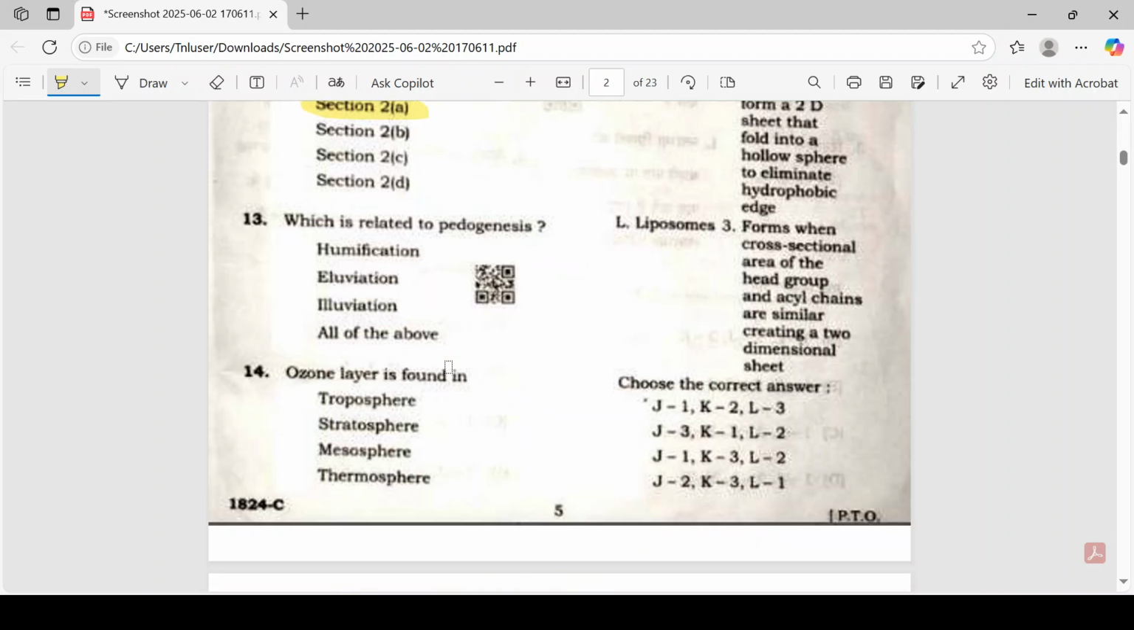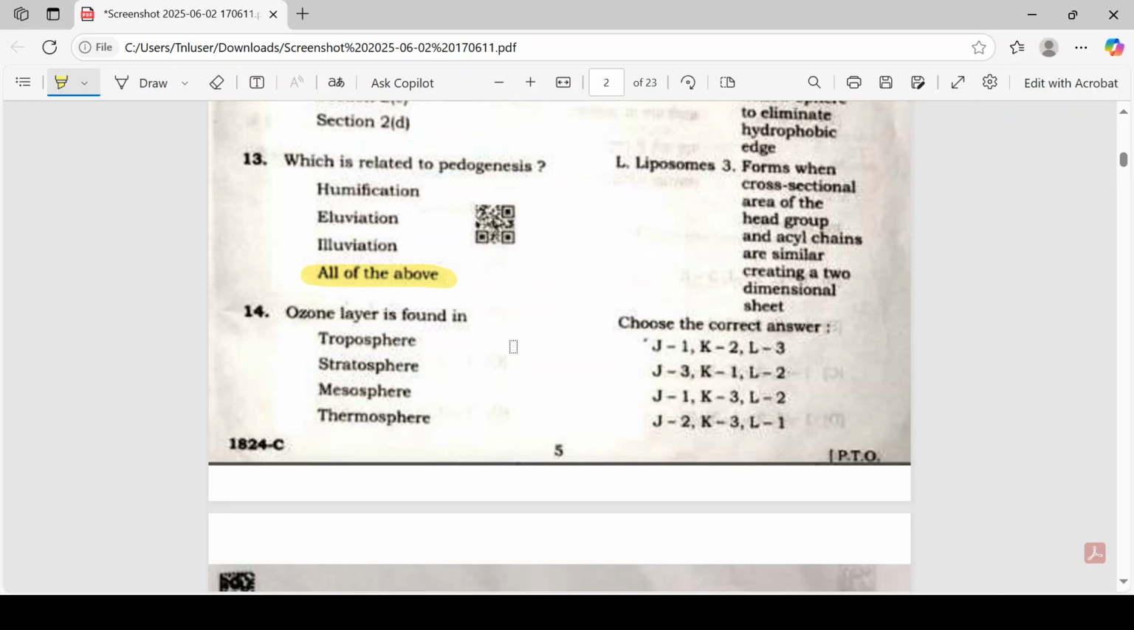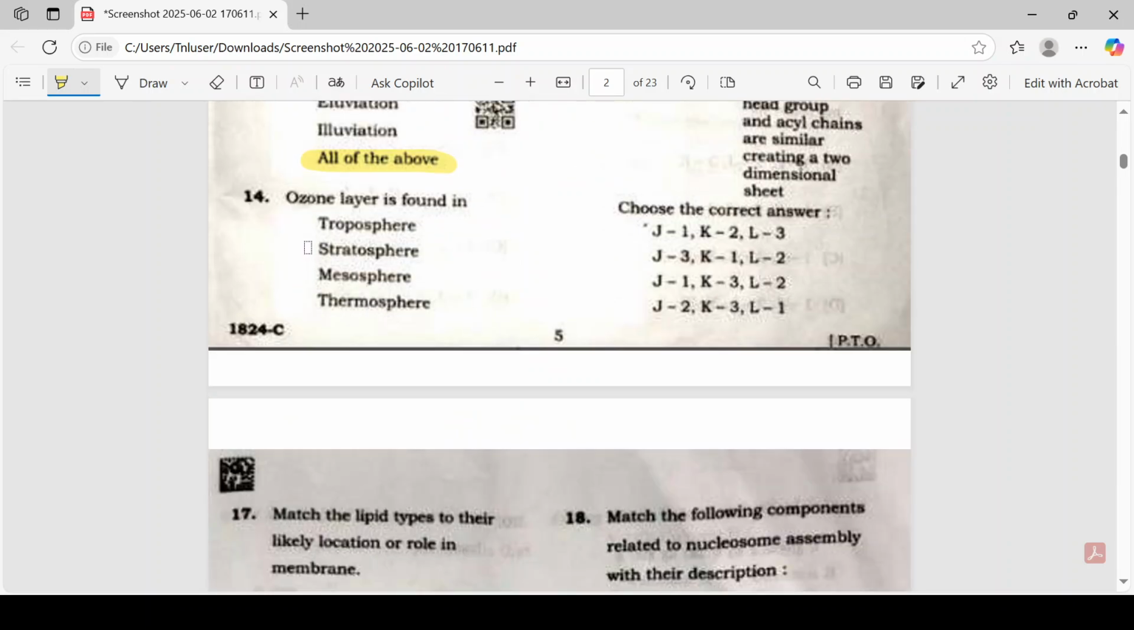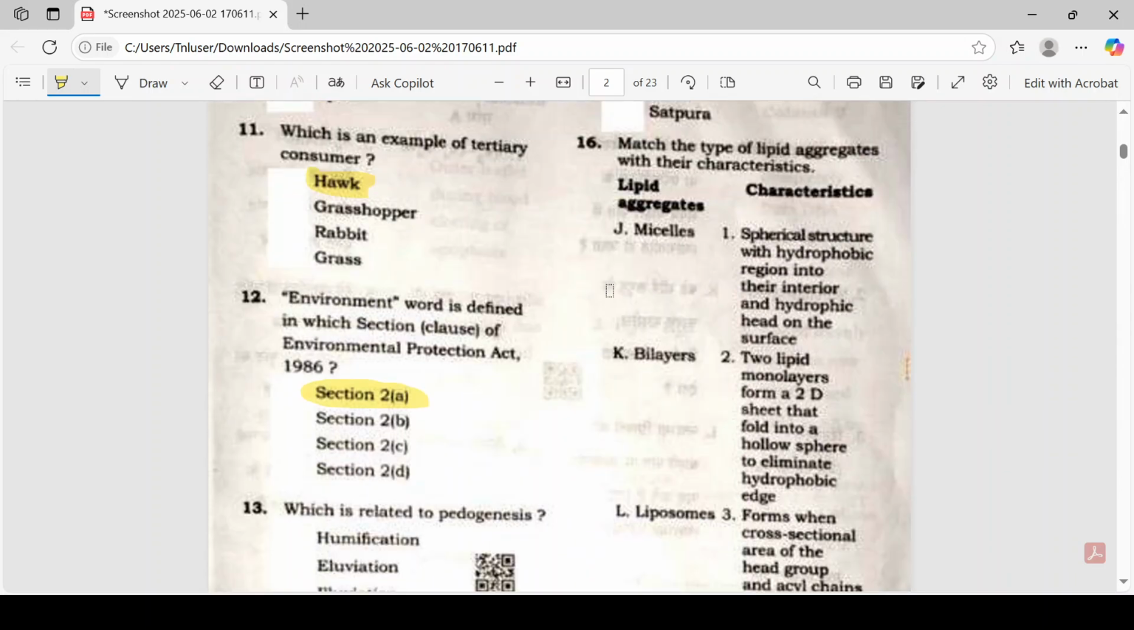Let's proceed to question number 13, which is related to pedogenesis. The correct answer will be humification, elevation. All three of them are correct. So all of the above will be the correct answer. Ozone layer is found in, very basic question. Ozone layer is found in the stratosphere. I believe you all have marked it correctly. Option number B, stratosphere will be the correct answer.